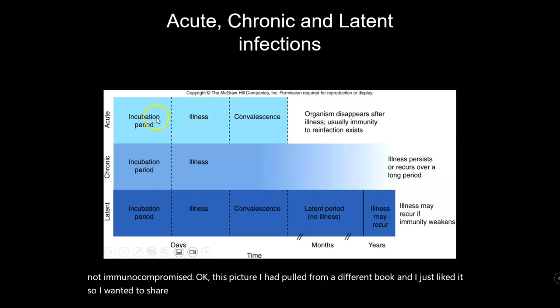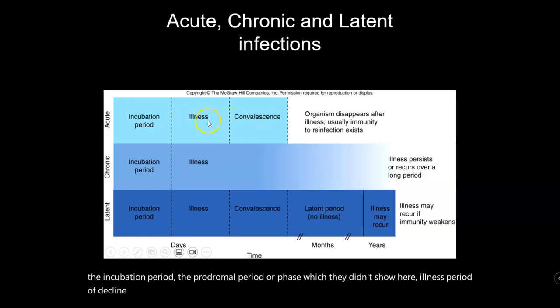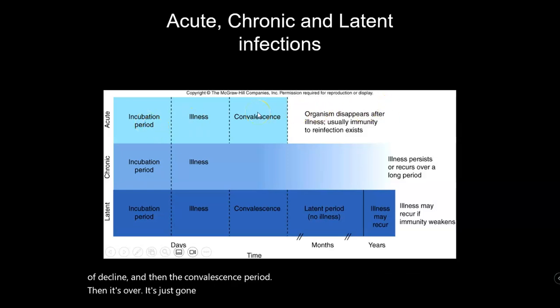Okay. This picture I had pulled from a different book and I just liked it, so I wanted to share it with you. So acute goes through all those phases from just a second ago. The incubation period, the prodromal period or phase, which they didn't show here, illness, period of decline, and then the convalescence period. Then it's over. It's just gone after that. So the flu is a good acute infection.